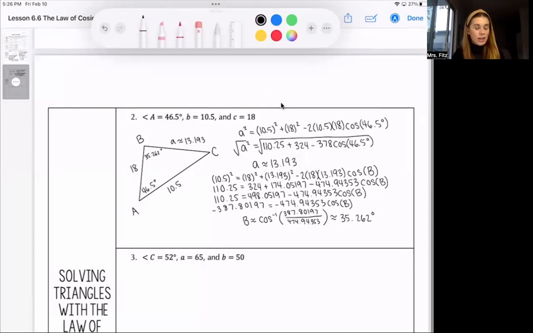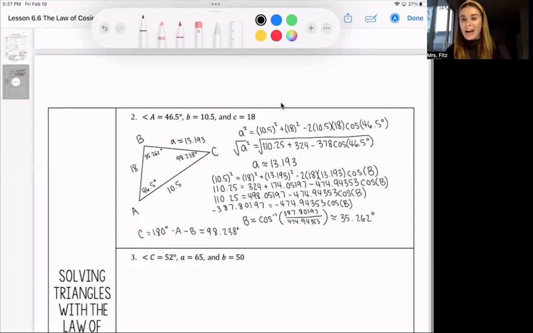Okay, and then from there you can just use triangle angle sum. So C would just be 180 degrees minus A minus B. Punch that into a calculator and you get that C is approximately 98.238 degrees.